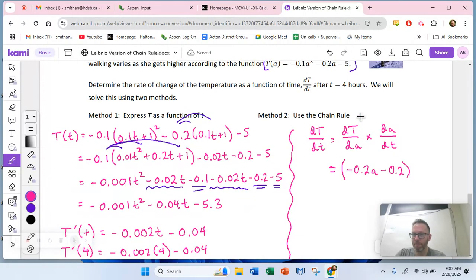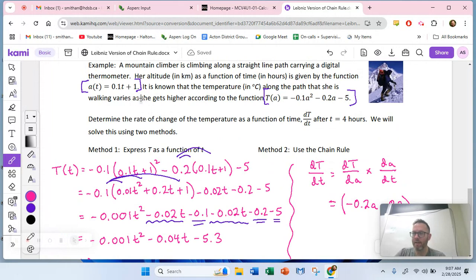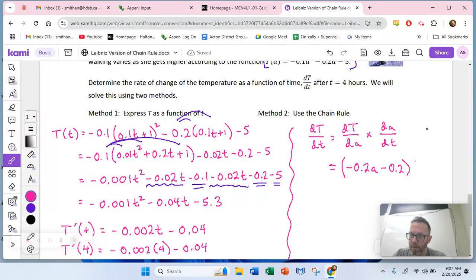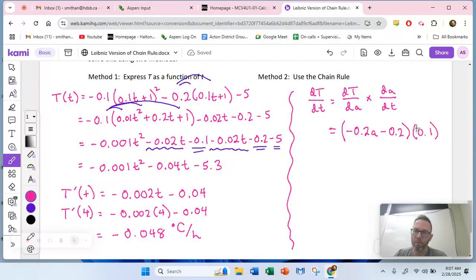That's that derivative. dA by dt is even easier because that's just a linear function and its derivative is just 0.1. And now we're just ready to plug in. The only thing with this method is we're asked to find this rate of change when the time is 4 hours. There's no little t to plug 4 into there. We just have to find the altitude after 4 hours and plug that in, which is not that hard to do.